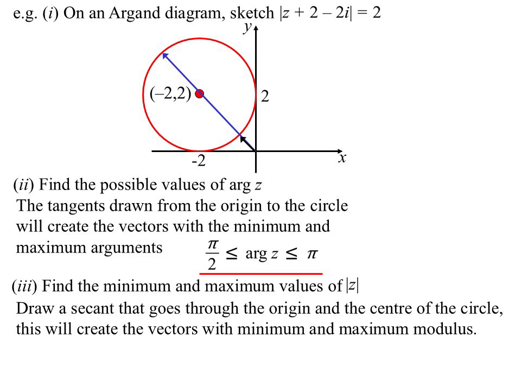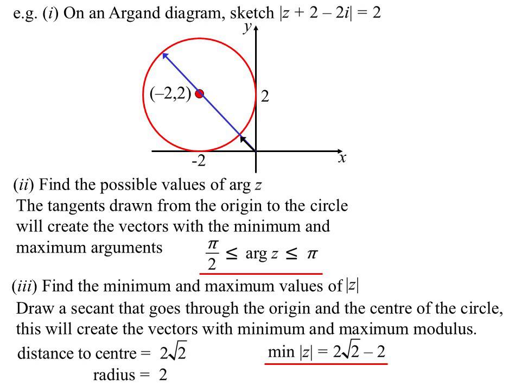So basically you join the centre of the circle to whatever the starting point is. We know the distance to the centre, we can certainly work that one out, is going to be 2 root 2. We also know the radius is 2. Therefore the minimum one must be 2 root 2 minus 2, such as that little one down here. And the maximum one must be 2 root 2 plus 2, and there's the range we could have.